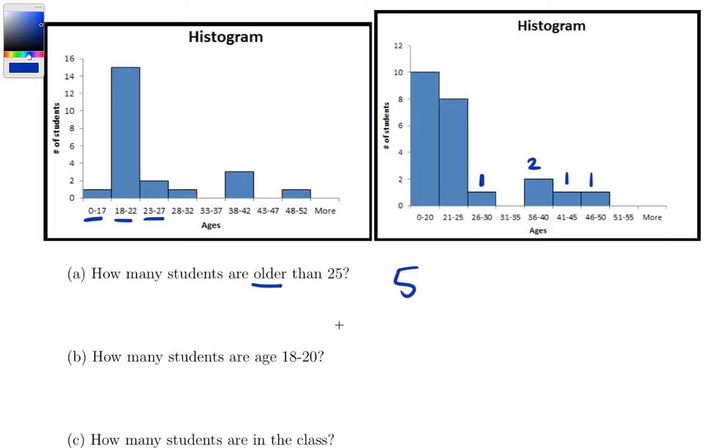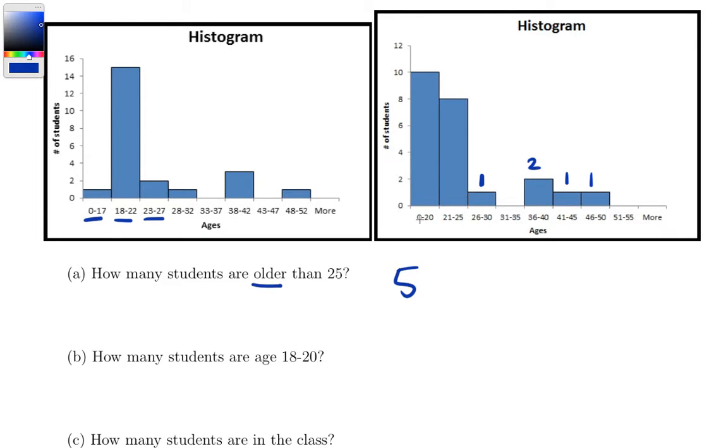How many students are age 18 to 20? Okay, first thing we want to do is look, is that a class interval on either of our graphs? And we see that it's not. This one has one that starts with 18, but it goes all the way up to 22. This one has one that ends with 20, but it goes all the way down to 0. It's just under 20. Okay, so we have to use these two graphs together to figure this out.